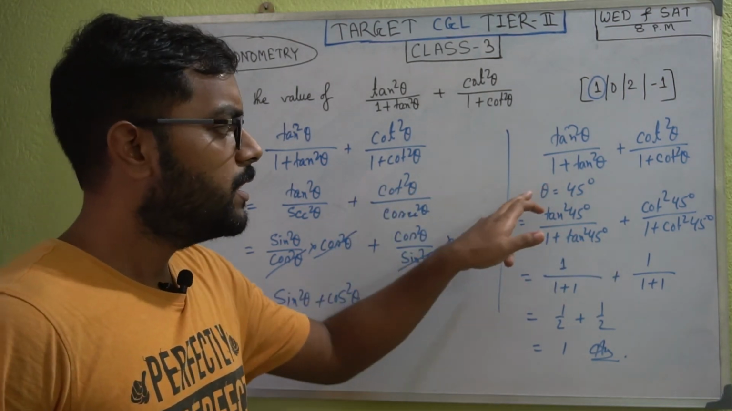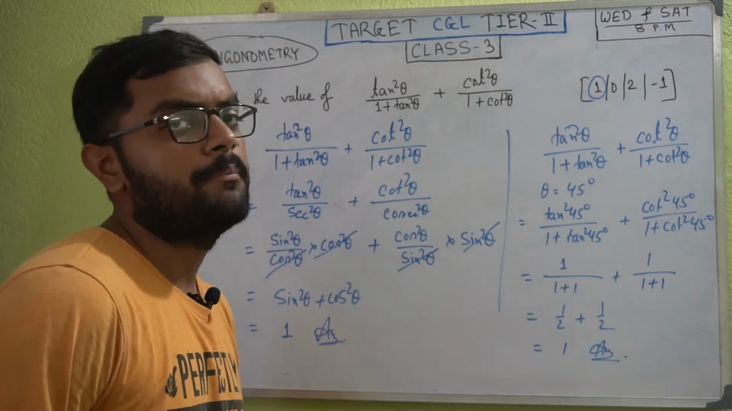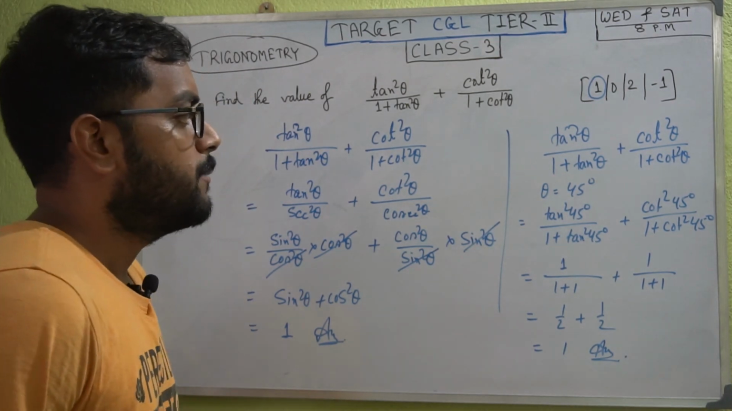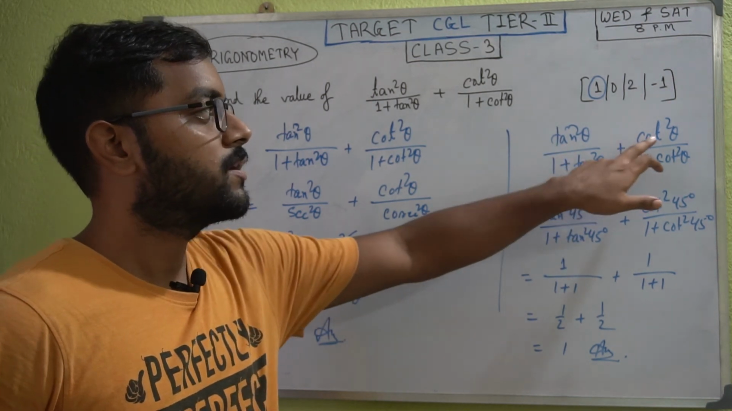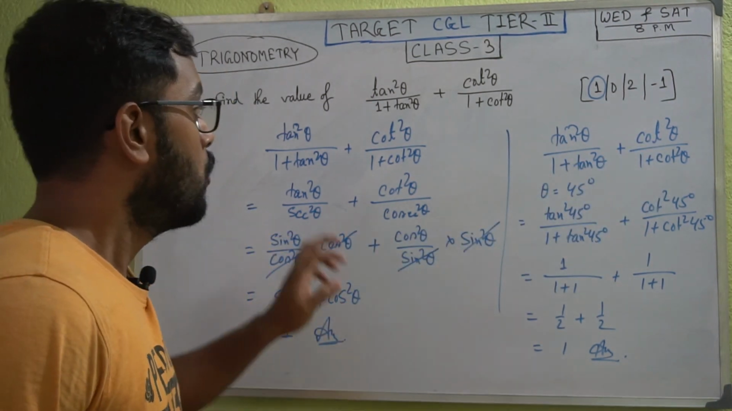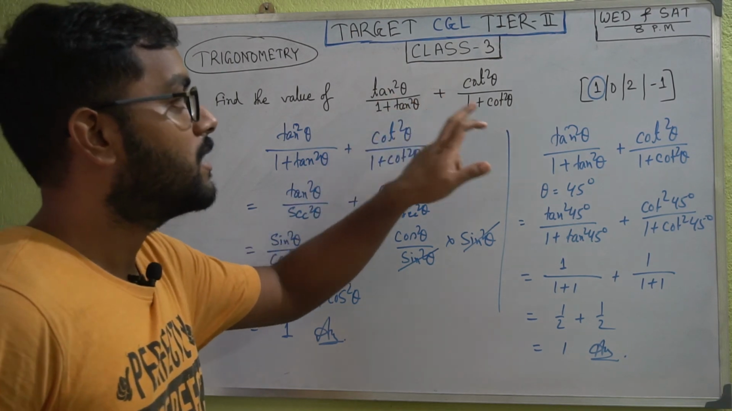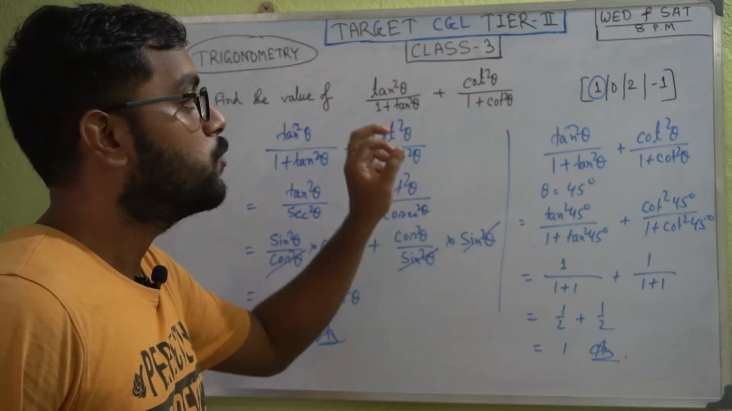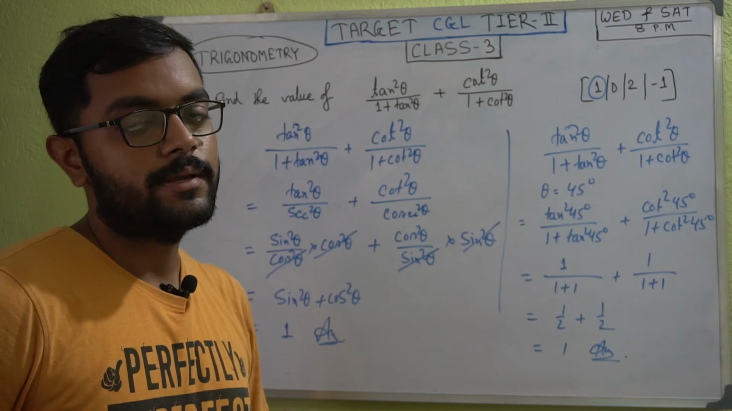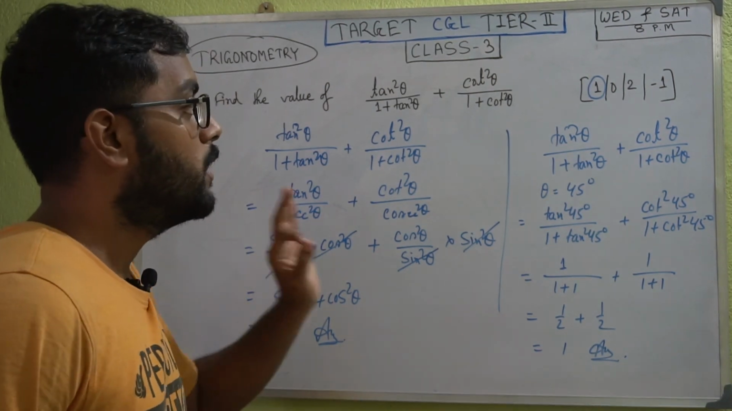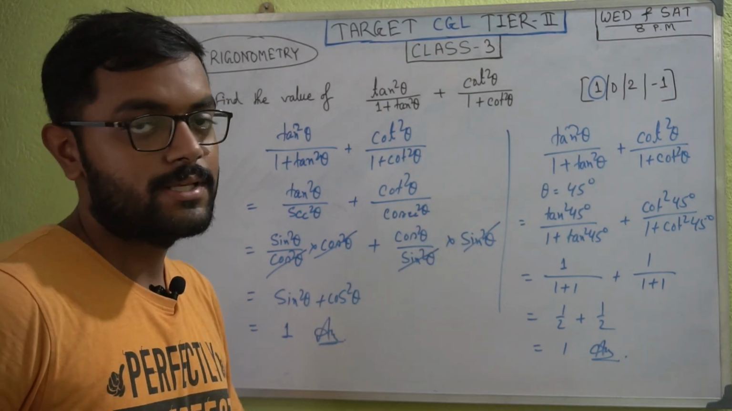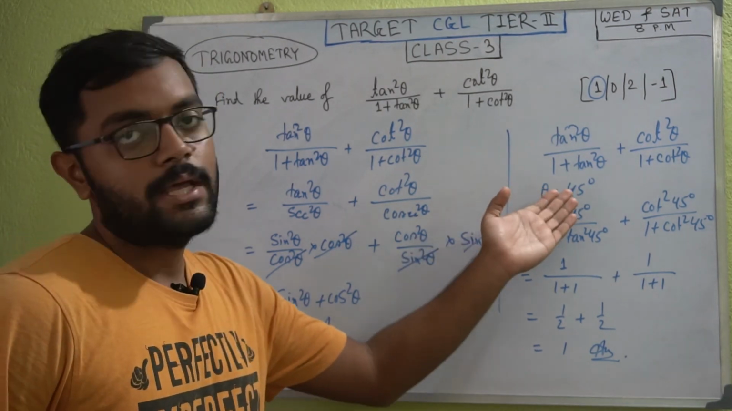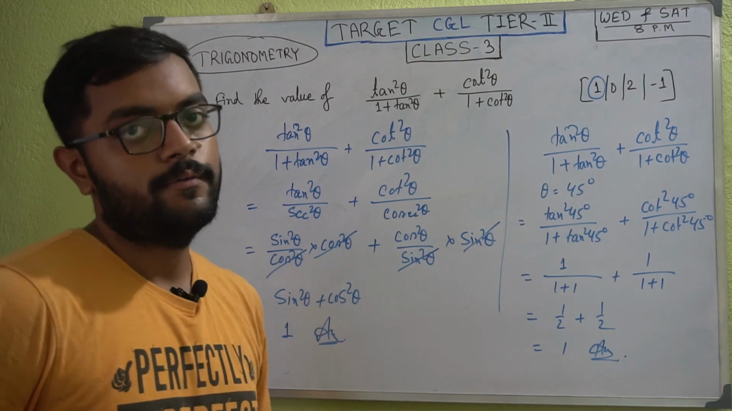Okay, here we put theta equal to 45, but why? You can put theta equal to 45 because here tan theta and cot theta are provided. Okay, when there is sin theta and cos theta in the problem, then you can put theta equal to 0 degree, and when there is any other function like tan theta, cot theta, sec theta, cosec theta, then you can put theta equal to 45 to find the value.